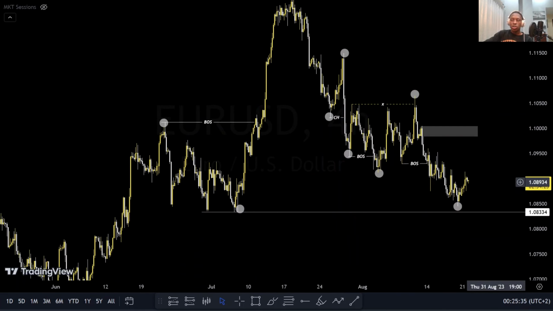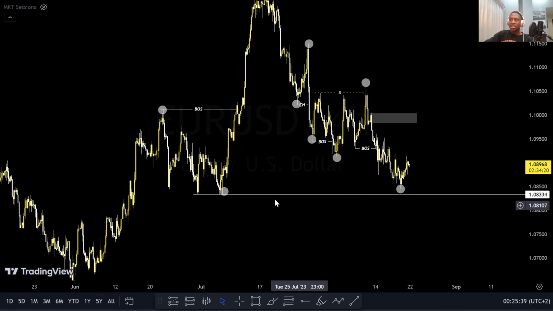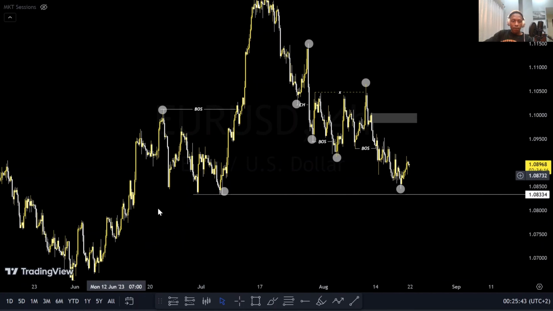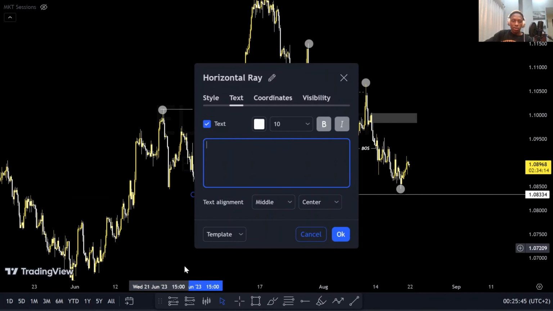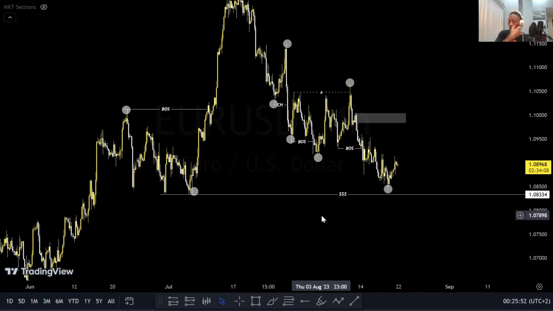Let me just fix up the chart right quick so you can all see properly. This is a form of liquidity here. These are relatively equal lows. I'll just have to label it like this. This is a relatively equal low, so we could count this as liquidity, right?